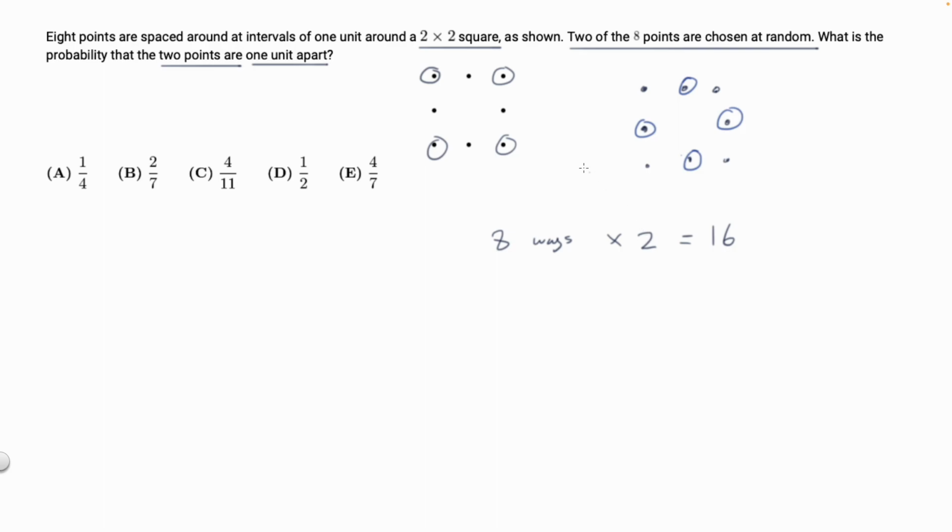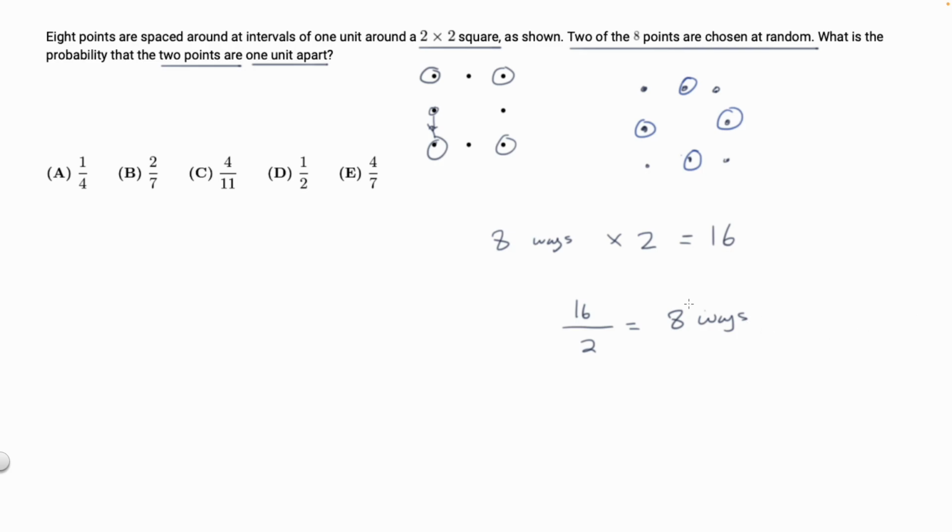But since we're counting each pair twice, for example if we count this one, the 1 unit across is going to be this point, but if we choose this point first, then the 1 unit across is going to be this point, so they overlap. So we're counting the duplicates also, and since we want to eliminate that, we're going to divide it by 2. So we have 8 total ways to pick such pairs.